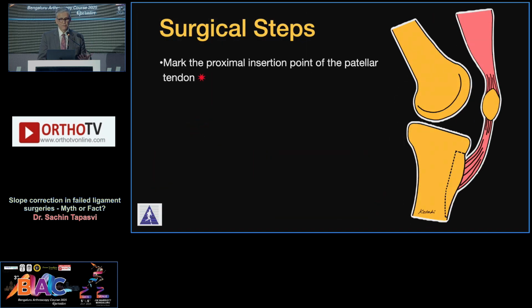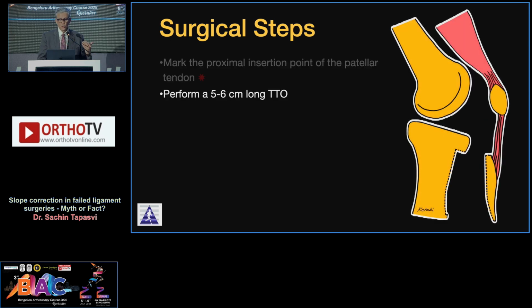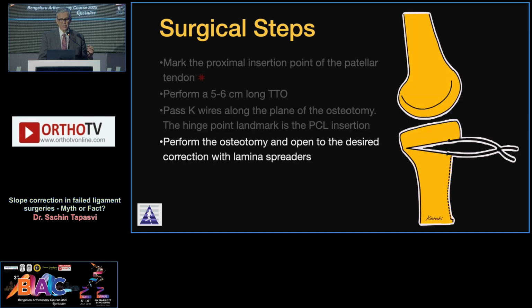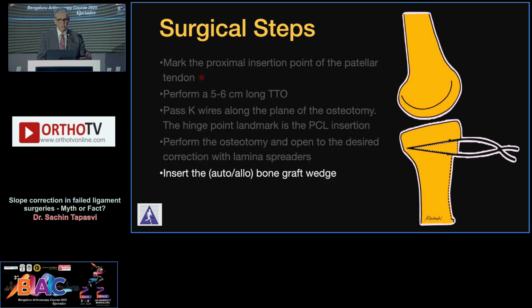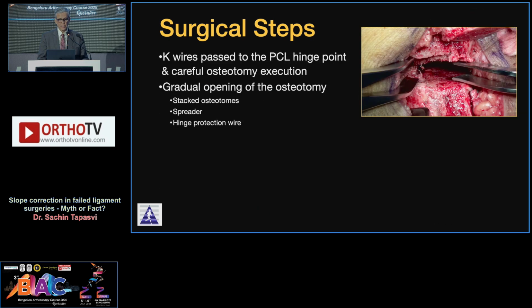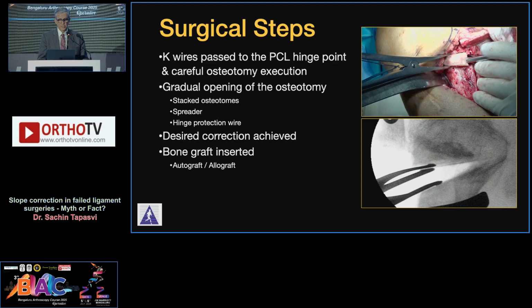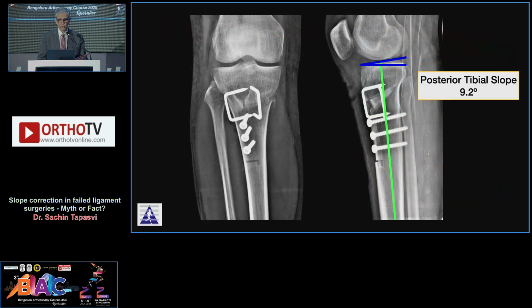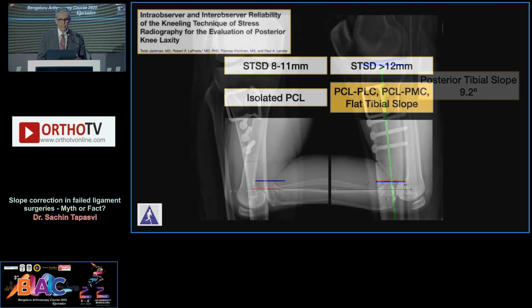Surgical steps, the first thing is that you need to mark the proximal insertion of the tendon. You're going to do a 5 to 6 centimeter long TTO. You're going to pass your wires. You're going to do the osteotomy. You're going to open up. You're going to insert your bone graft, put back the tibial tuberosity, and restore the patellar tendon. And these are the same surgical steps when we do it, when we're doing a live demo or when we're doing it in surgery. And we were able to get this chap's slope back to about 10 degrees, which is important.